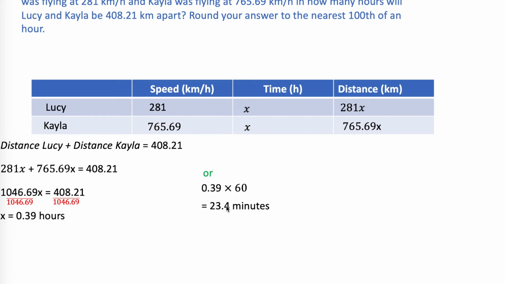So the 0.4 minutes, we're going to have to turn that into seconds. Same thing, there are 60 seconds in a minute. 0.4 times 60 is 24 seconds. So altogether, it's 23 minutes, 24 seconds. We could also write it like 0 hours, 23 minutes, 24 seconds. We could write 0.39 hours, or we could write 23 minutes, 24 seconds, or you could write 0:23:24, which is 0 hours, 23 minutes, 24 seconds.